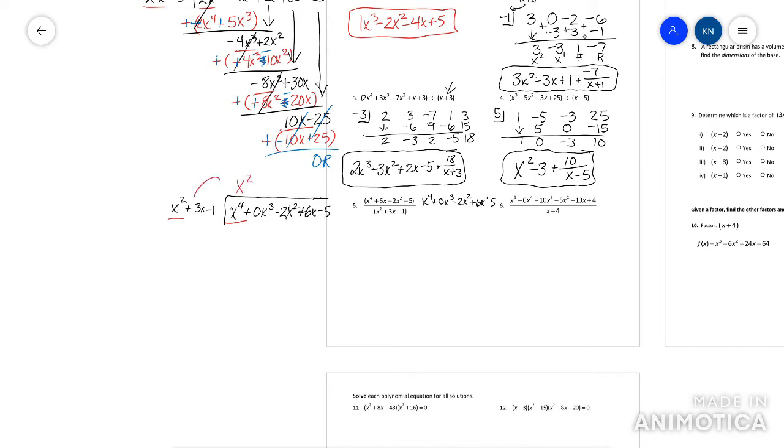Then comes the distribute part. So that's going to make x⁴, that's going to make plus 3x³, and then minus 1x². All right, now you have to be subtracting this entire thing. This is where I distribute the negative.